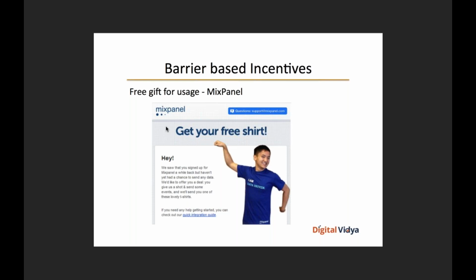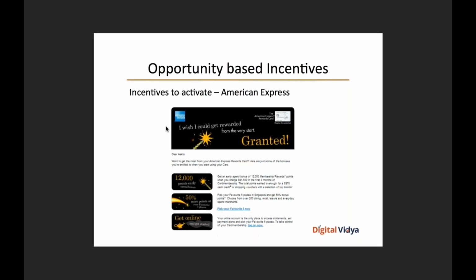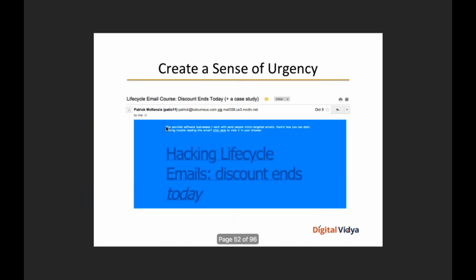So that's an example of how a carrot in the form of a free T-shirt can be used for actually driving usage and driving purchase behavior. And American Express does this really well through their loyalty and rewards programs, wherein they're actually using a lot of loyalty and rewards incentives to drive either activation or repeat usage and so on and so forth.